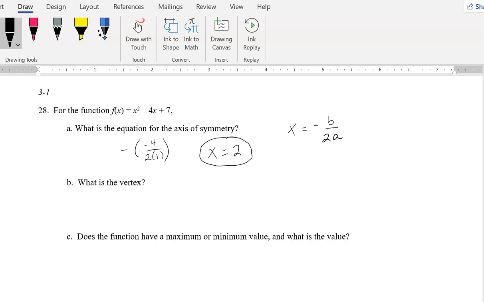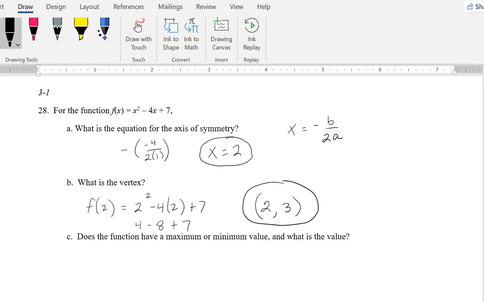What is the vertex? Well, to find the vertex, just take the AOS number and plug it in, or in other words, think of f of 2. 2 squared minus 4 times 2 plus 7. You're just going to use the AOS number as an input and see what comes out. So -4 plus 7 is 3. So the x-coordinate of the vertex will be the AOS, and the y-coordinate of the vertex will be this output. So the vertex will be the point (2, 3).